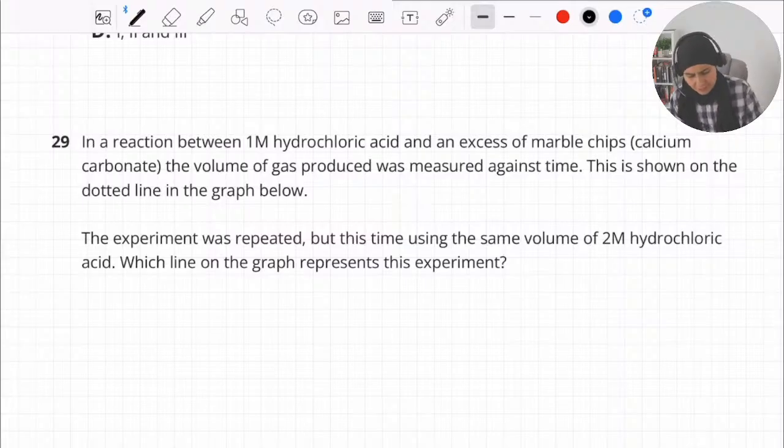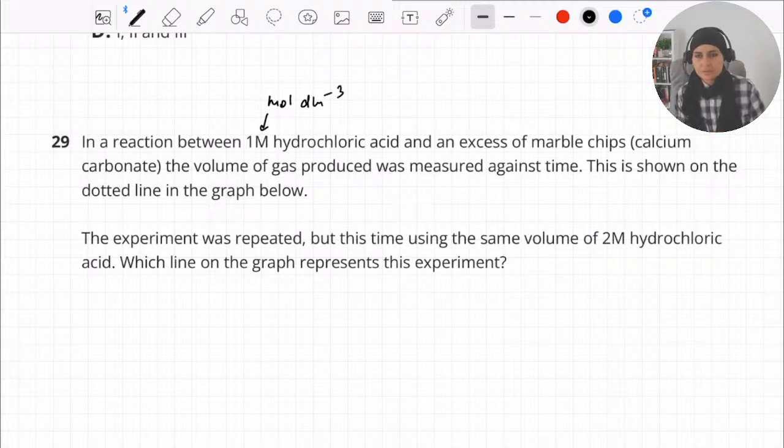In a reaction between 1 molar hydrochloric acid, this M is just mole per cubic decimeter, concentration, and an excess of marble chips, calcium carbonate, the volume of gas produced was measured against time. This is shown by the dotted line in the graph below. The experiment was repeated, but this time using the same volume of 2 mole per cubic decimeter hydrochloric acid. Which line on the graph represents this experiment?